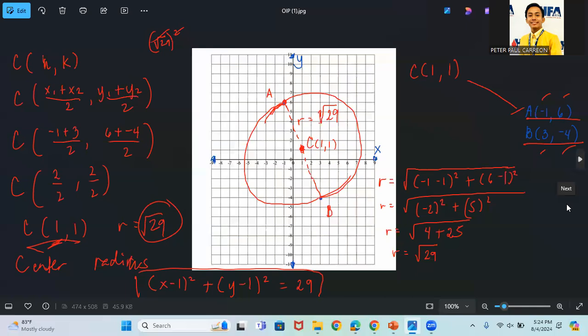So to complete the graph, let's name this circle as the quantity x minus 1 squared plus the quantity y minus 1 squared is equal to 29. So that completes our algebraic solution and the rough sketch of the circle, the graph of the circle itself.